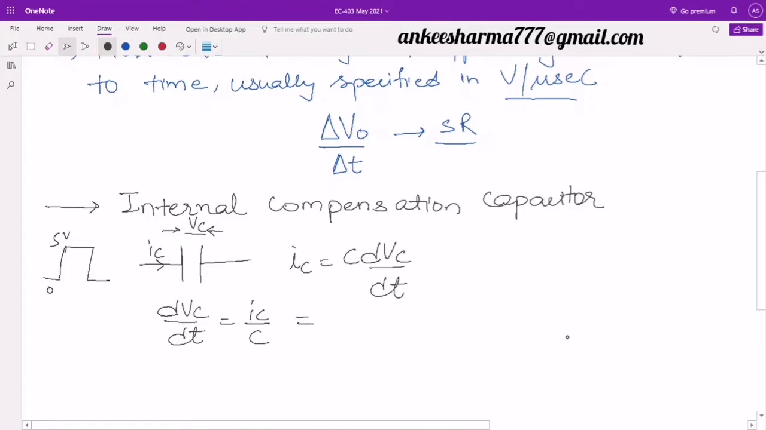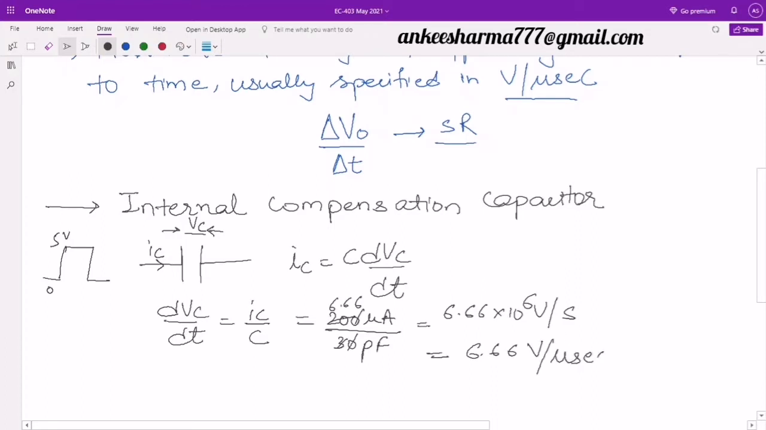If I assume my value of the current IC to be, for example, 200 microampere and the value of the capacitor to be, for example, 30 picofarad, then from here can I say that this value, if I solve it, 3, 6, 18, 6.66, so it will come out to be 6.66. Pico will go in the numerator, it will be 10 raised to power plus 9, micro is 10 to the minus 6, sorry, pico is 10 to the minus 12, so it will be plus 6 into 10 raised to power 6 volts per second, or in the other way I can write it as 6.66 volts per microsecond.